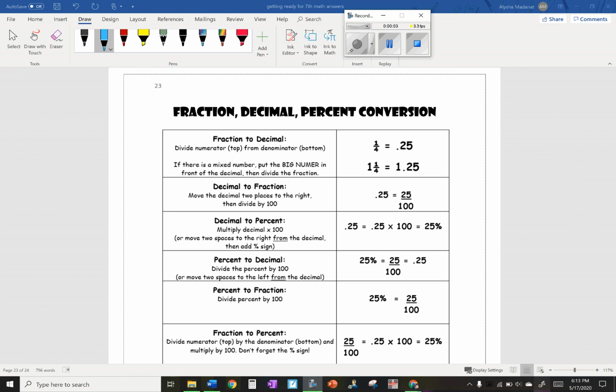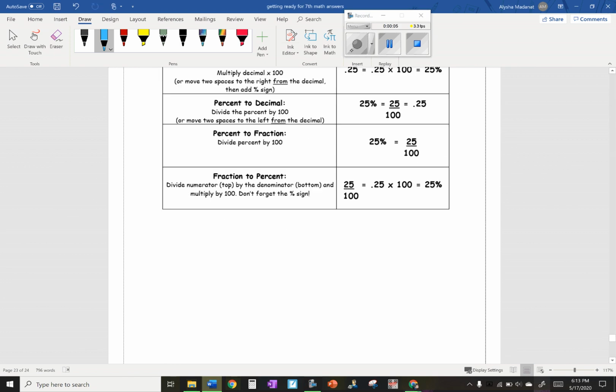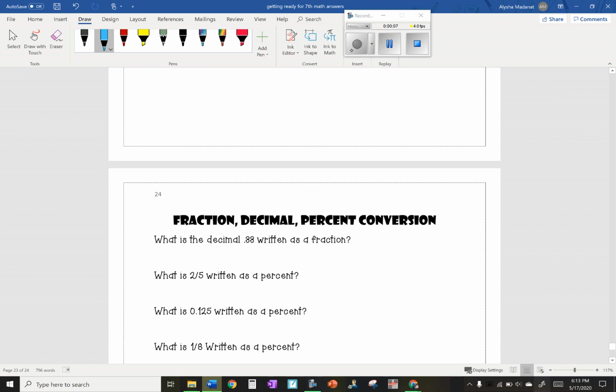All right, so fraction, decimal, percent conversions. So when you want to write a decimal as a fraction, you're going to read it and write it. So 33 hundredths, and then you would simplify. But since there's nothing in common between them, that's going to be your final answer.